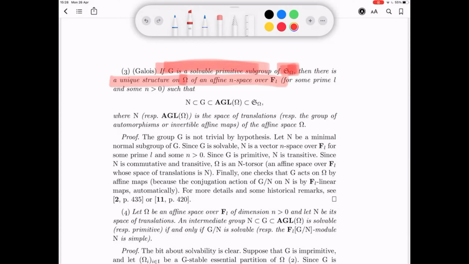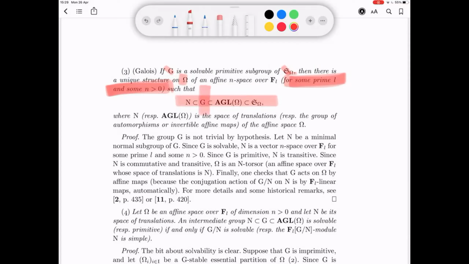So there's a unique structure of an affine space over F_l, right? Now, for some prime l and some n. So out of this omega and G, these two things given to you, you have suddenly produced a prime number l and some integer n, such that you have these inclusions. Okay, so what are these inclusions?